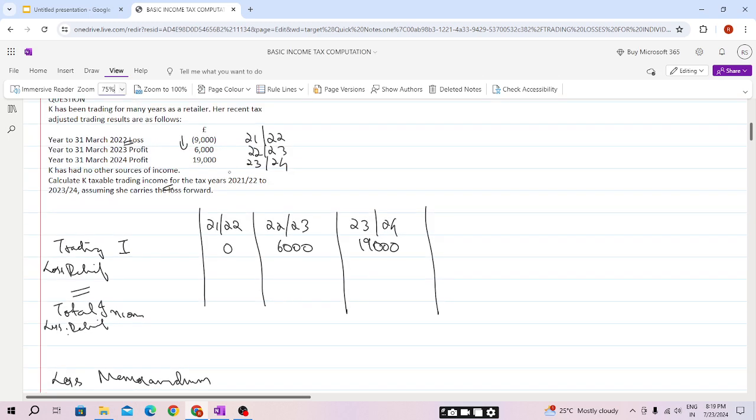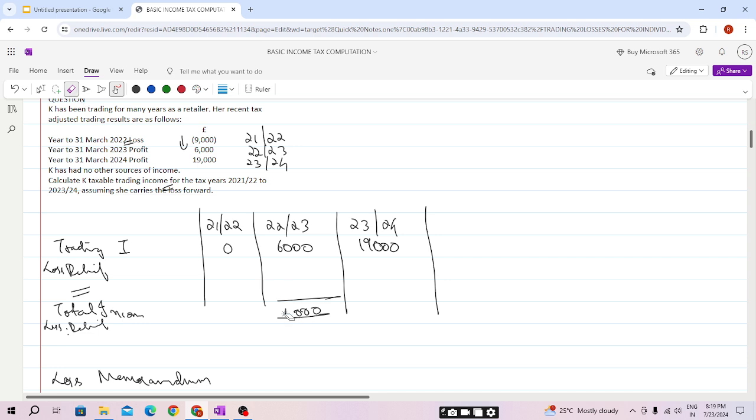So students, I will not set the loss here, because my total income will be 6,000 here, and I will use my PA, so I will pay no tax. But if I set off the loss in 22-23, I will waste my PA. Can I do this? No students, we can't do this. We need to set off the loss against the first available trading profits. We can't skip it. So the first available trading profit is 6,000.